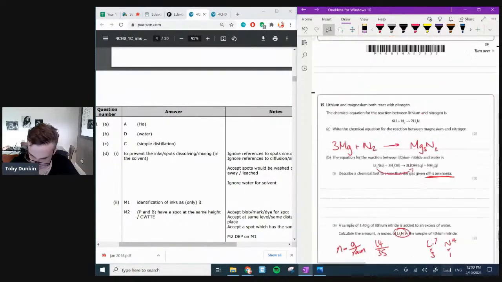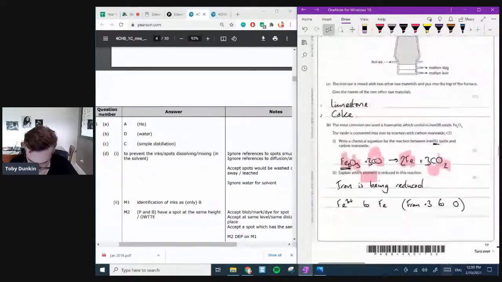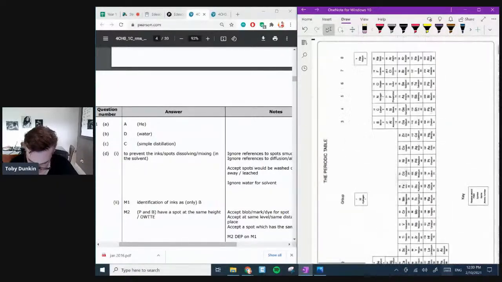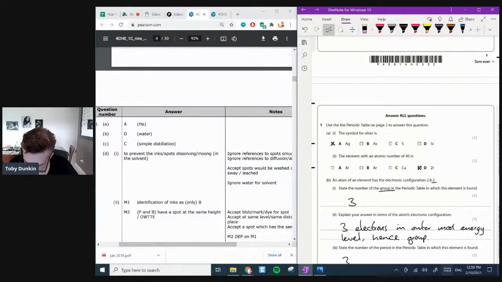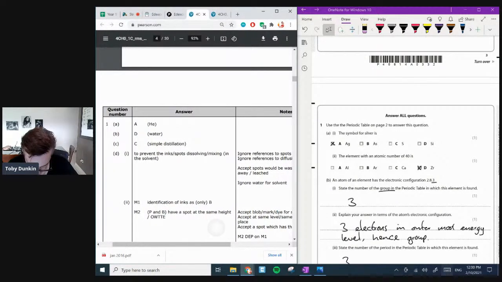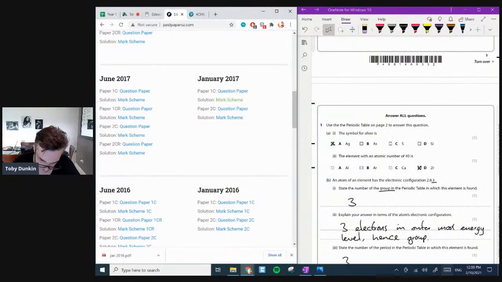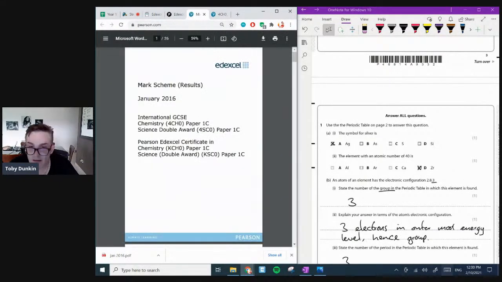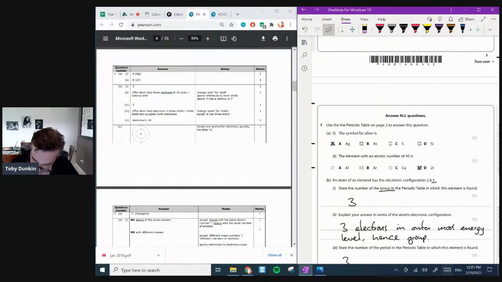Have I got a different paper here? Be so careful getting the right papers and mark schemes. There's something weird. That mark scheme is not the right one. Oh, Jan 17. I want Jan 16. Right, there we go. So, let's go for red.